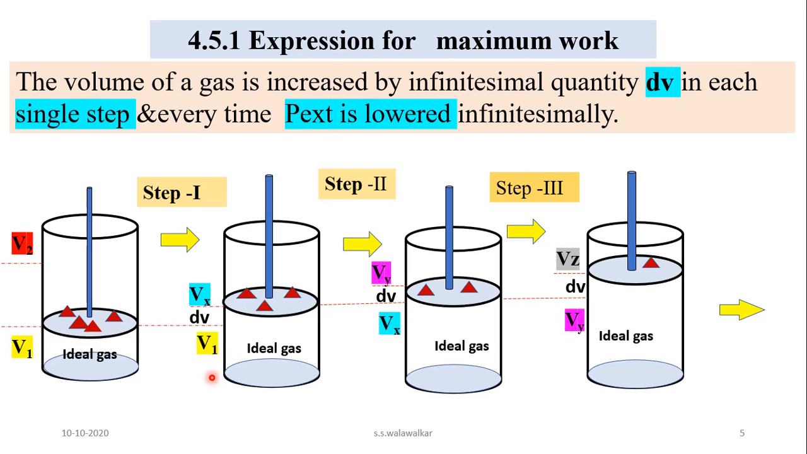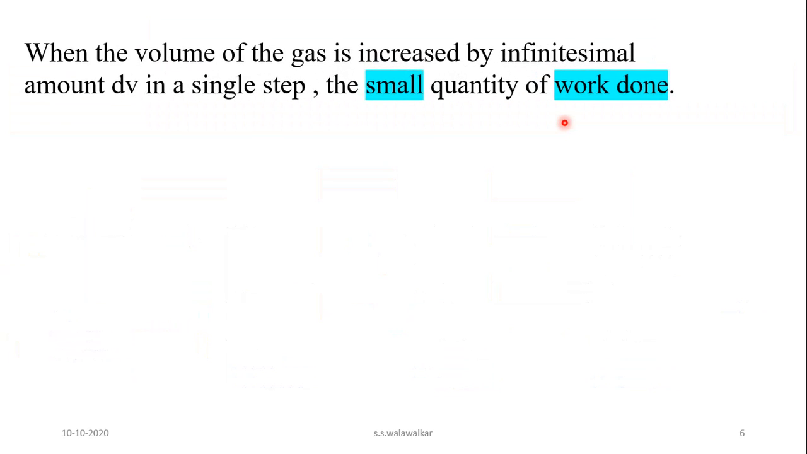The volume of the gas is increased by an infinitesimal quantity, dV, in each step. In each single step the change in volume is dV, and every time some small change in pressure also takes place. The external pressure is lowered every time by a very small, infinitesimal amount. Like this the change is carried out.